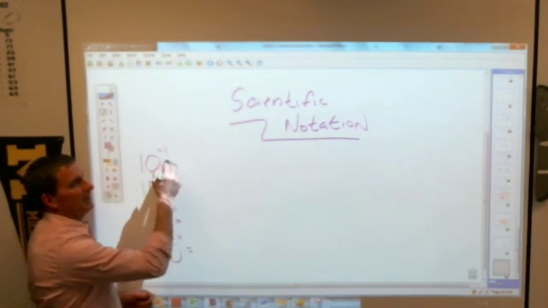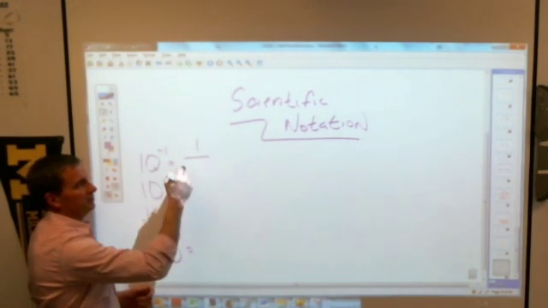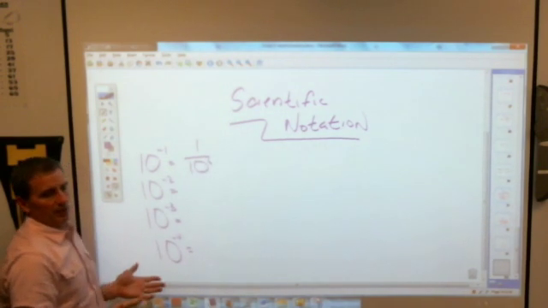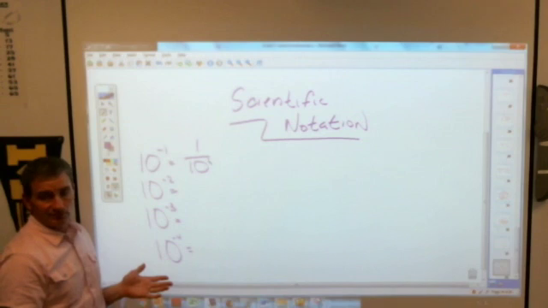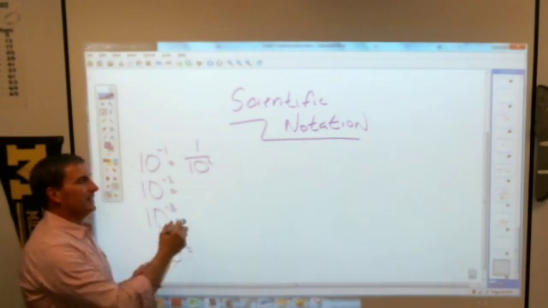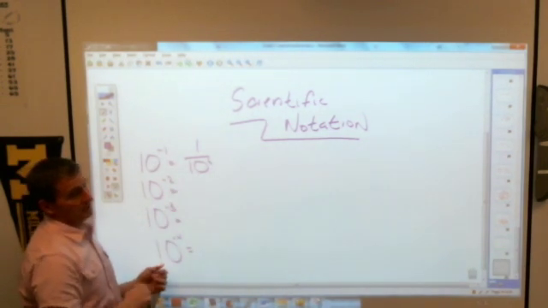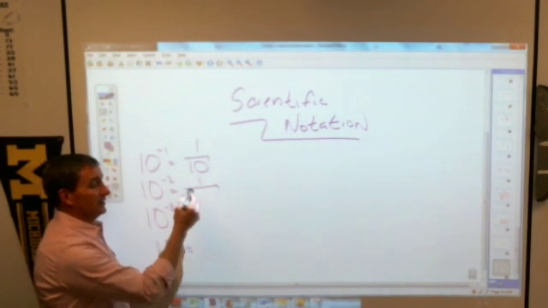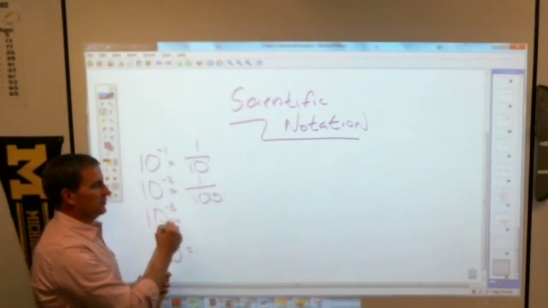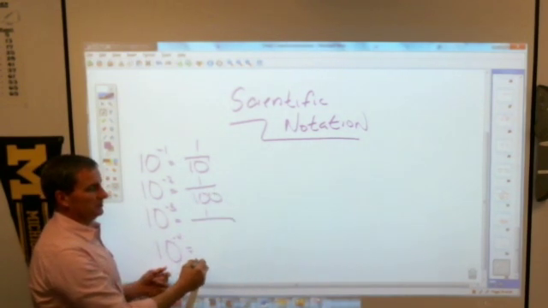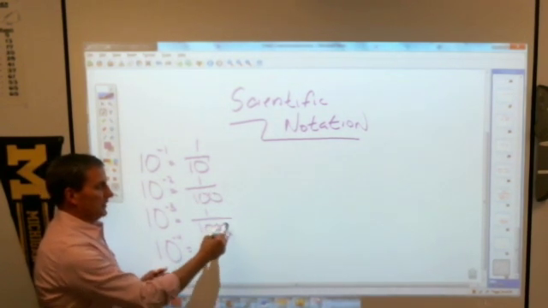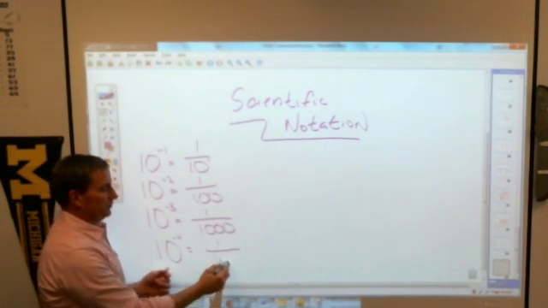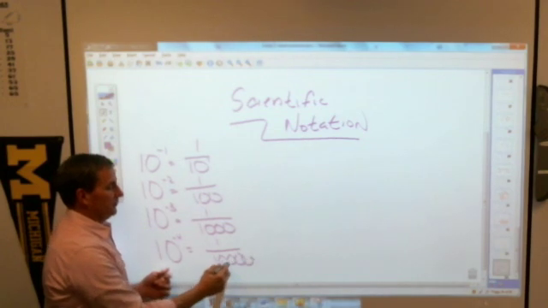Why? Because I make this exponent positive by putting it under 1. 10 to the negative 1 power is the same as 1/10, because 10 to the first power is 10. Guess what 10 to the negative 2 power is? It's going to be hard. 10 times 10 is... Guess what 10 to the negative 3 power is? Guess what 10 to the negative 4 power is? 1 over 10,000.